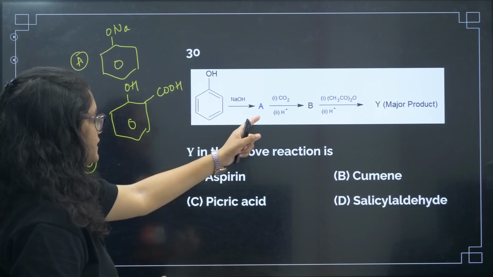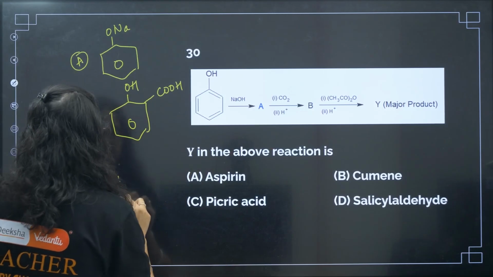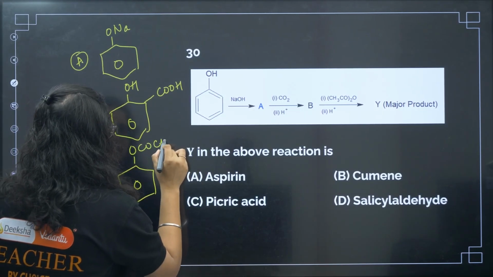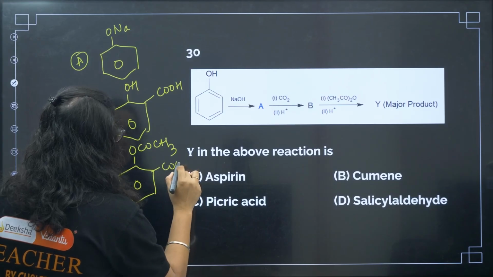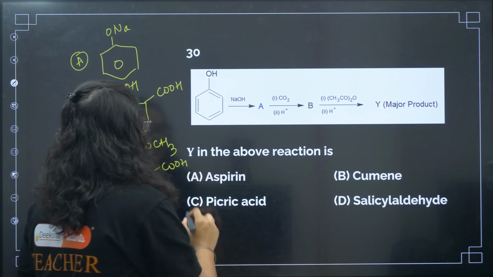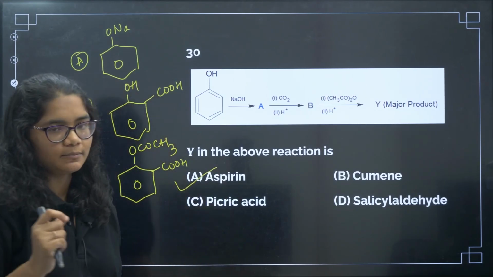When you treat it with (CH3CO)2O, acylation takes place and we will get OCOCH3, okay, and COOH, okay. So this compound's name is aspirin. So the correct answer for this question is option number A.